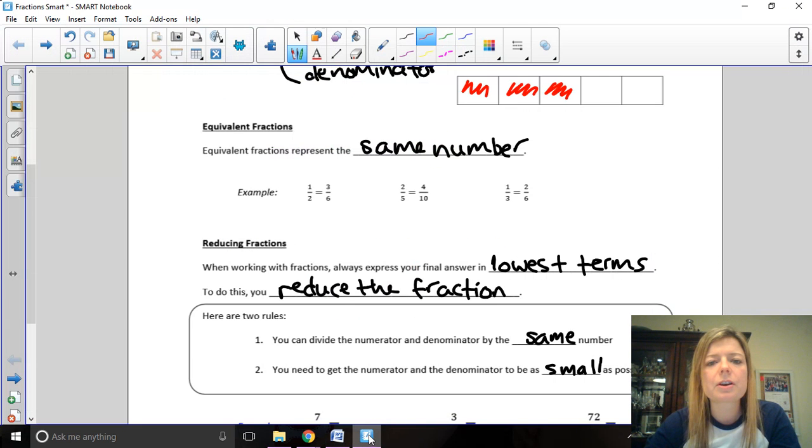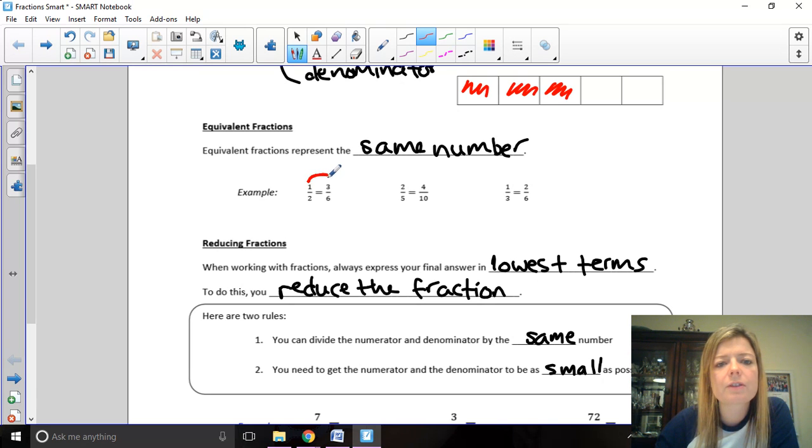So let's go back to our note. So equivalent fractions represent the same number. So for example, 1/2 equals 3 over 6. You know that this works because to get from 1 to 3, you multiply by 3. And to get from 2 to 6, you also multiply by 3. So that's how you can come up with an equivalent fraction. You multiply the top and the bottom by the same number.